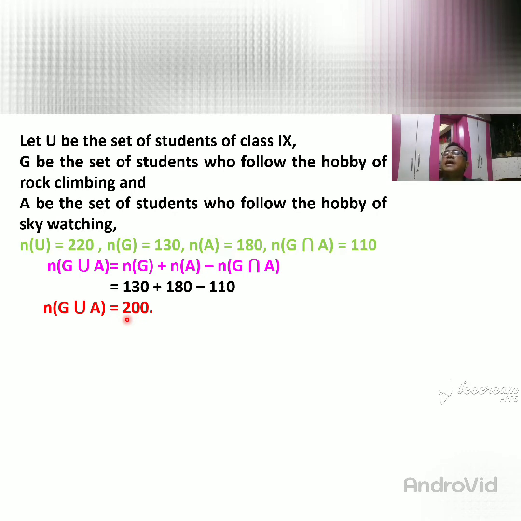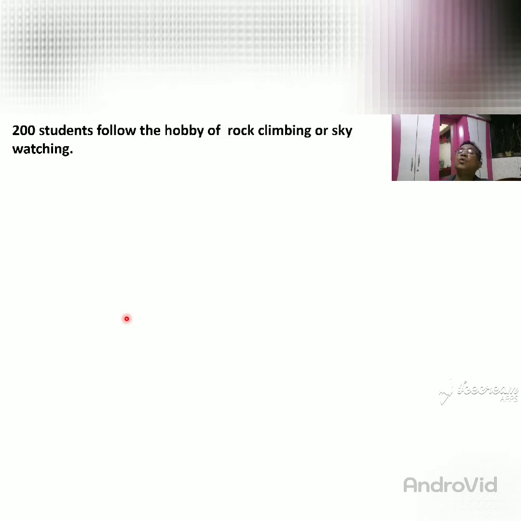The first question asked how many students don't have hobbies. That can be found very easily because the universal set is given, that is 220 students in the class. Out of those 220 students, 200 students have hobbies. So how many students don't have hobbies? We find it very easily: the universal set minus n(G union A) gives the students who don't have hobbies. So this is the total students, written as 220.